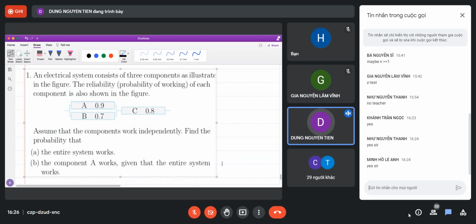An electrical system consists of 3 components, and the reliability, which is the probability of working of each component, is shown in the figure. Assume that the components work independently. Find the probability that the entire system works. And then if the entire system works, what is the probability that component A works properly? Can you think about that for a minute? Then I will go over the solution. All right.